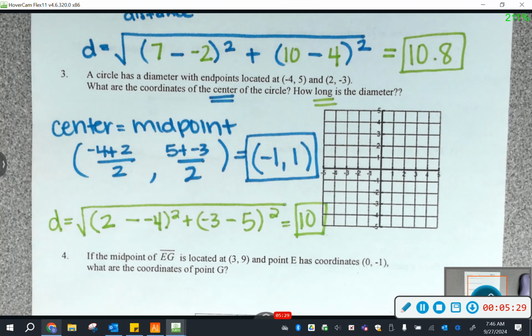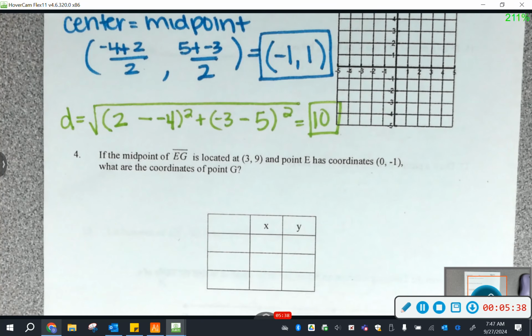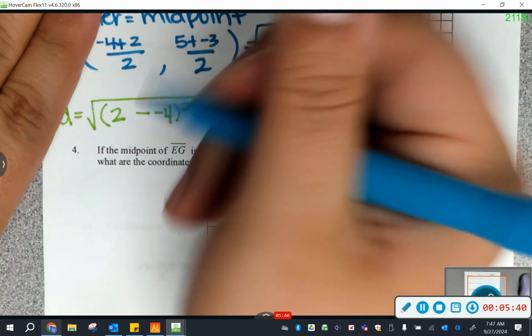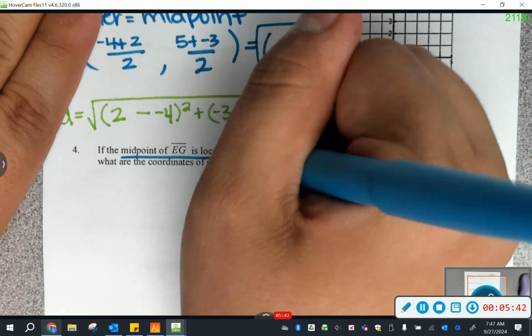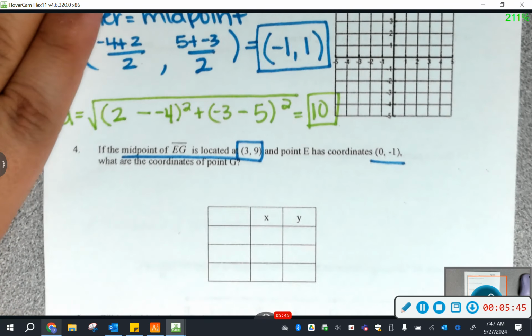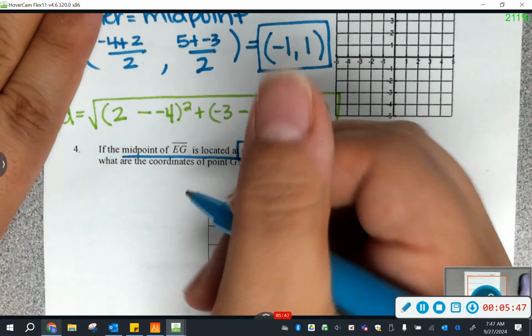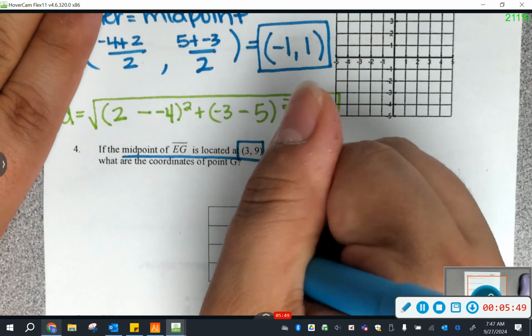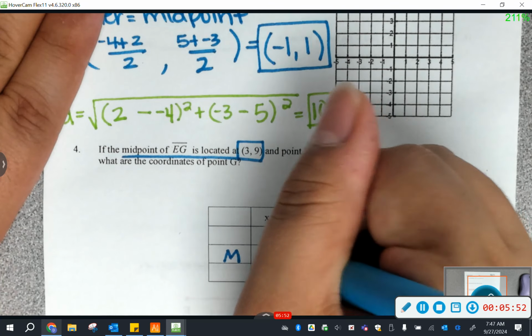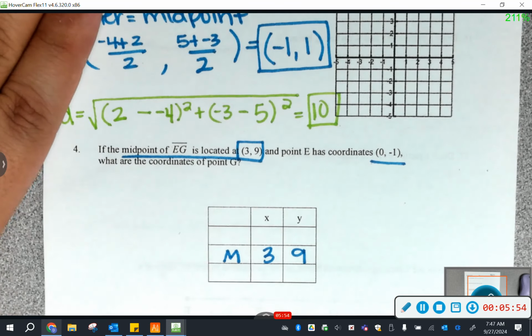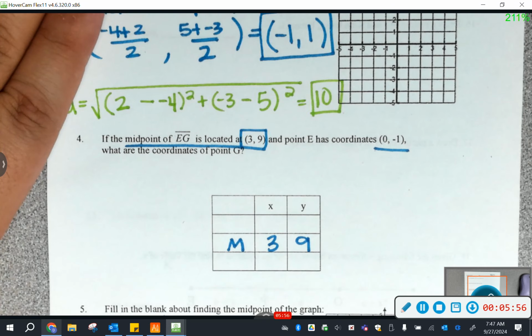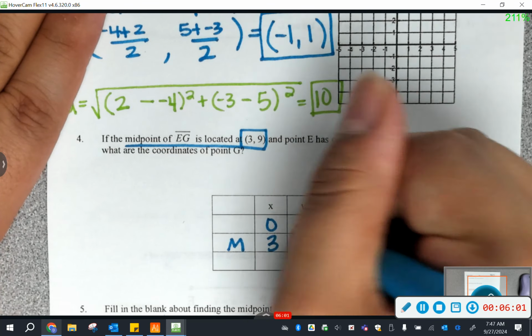For this next question, on your test, I was even so nice as to say, hint, make a table. As a reminder, whenever I give you the midpoint and I give you one endpoint, you make a table, your midpoint needs to go in the middle. Your midpoint goes in the middle. And then the other endpoint can go up top.